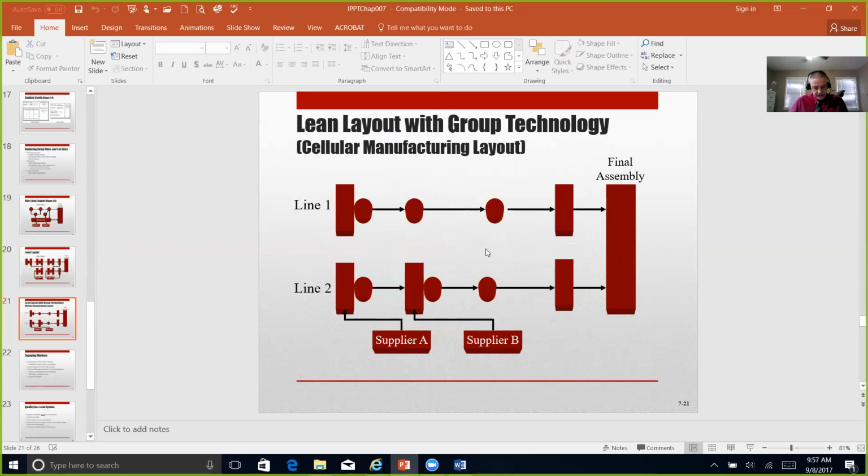And in this particular example, this cellular is really about a layout that's involved in a group technology or GT or cellular manufacturing layout.